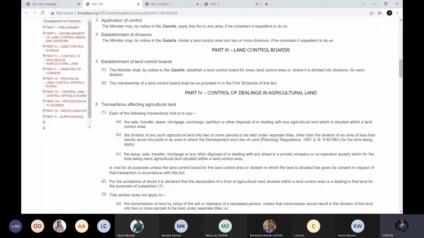What does it provide? Each of the following transactions, that is to say, partitioning, subdivision, all those, you need to obtain the consent of the Land Control Board. Since you've been told it's agricultural land, you need to mention that there. So the lecturer has to know that this person knows what they're talking about.